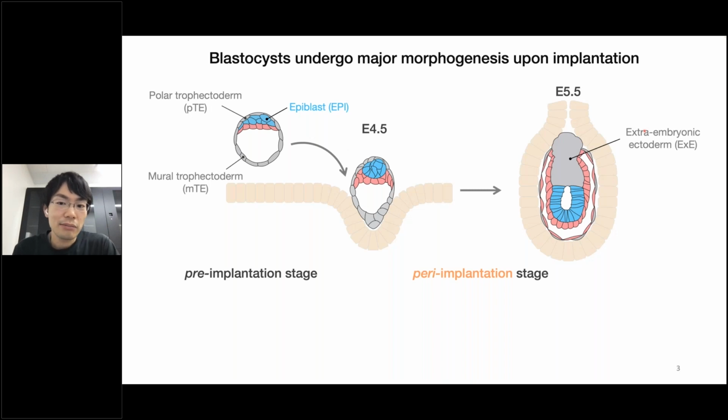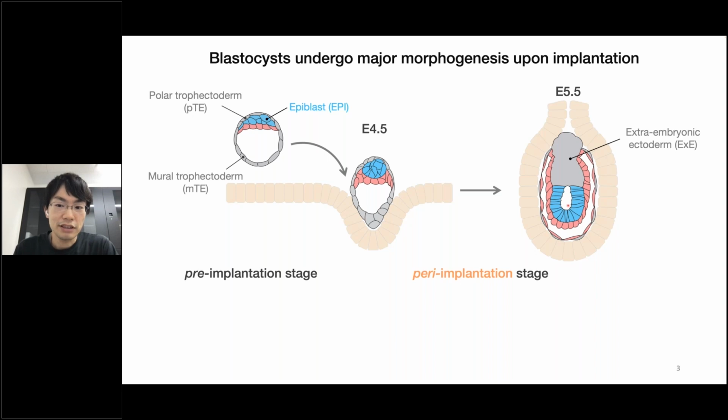So once mammalian blastocysts become mature, they implant into the uterine tissue. In the case of the mouse, this happens around embryonic day 4.5, and within 24 hours, they develop into the cylindrical morphology, which is called egg cylinder.